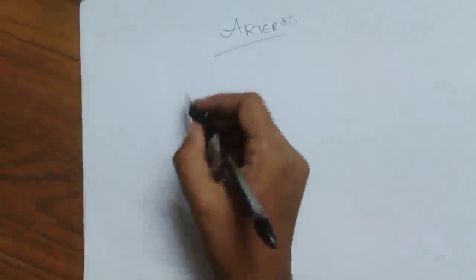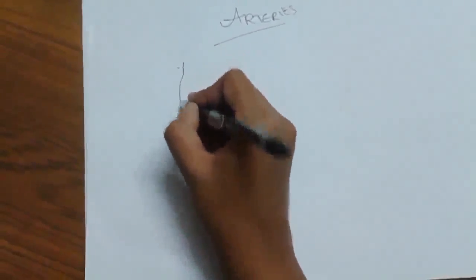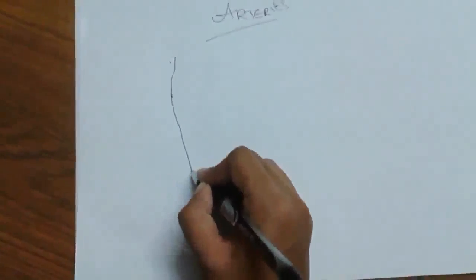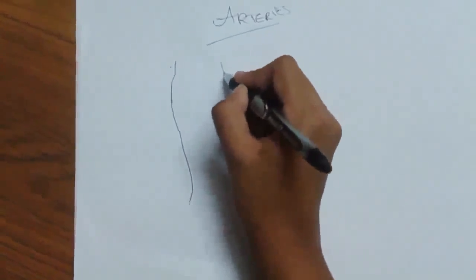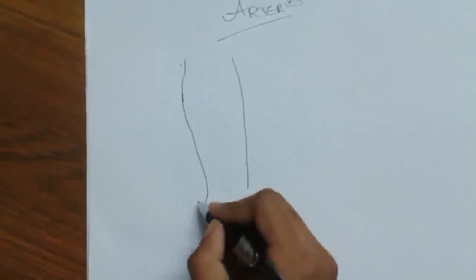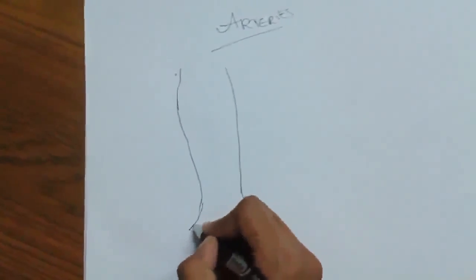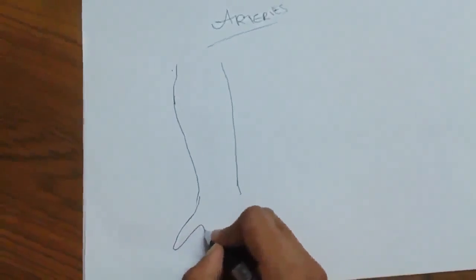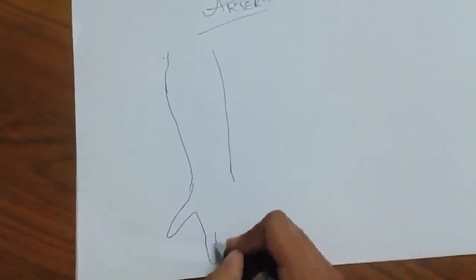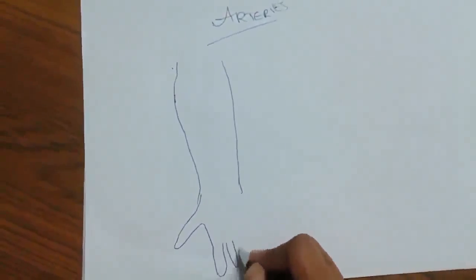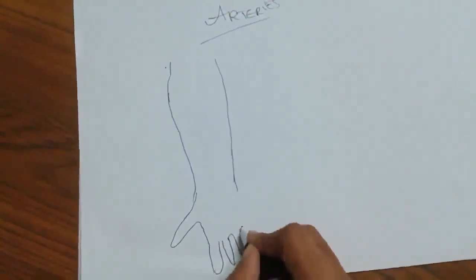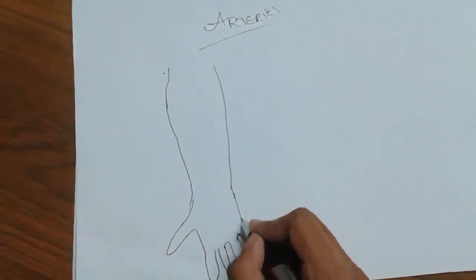Okay. Let me draw. I guess you can guess what I'm drawing. Just think about the forearm. This is forearm. This is wrist, and here this is the hand. I'm not a perfect artist, so just this is the hand. Okay. Now let us see the... Where is the red pen?